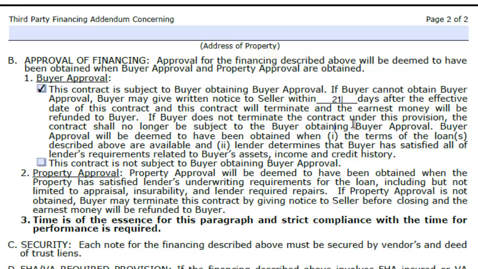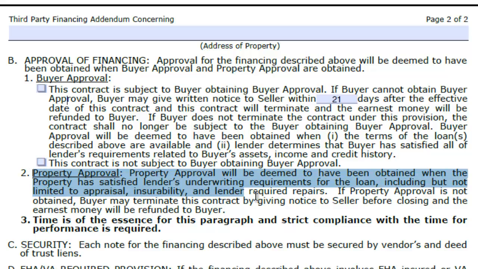Moving on here, the buyers just got to cough up all their financial information, and as long as they're doing what they got to do, and that lender, if the lender denies them within 21 days, then the buyer just has to give written notice to the seller, and the contract will terminate. Here it goes. The contract will terminate and earnest money will be refunded to the buyer. That's where it says it. Okay. Or we've already talked about that one.